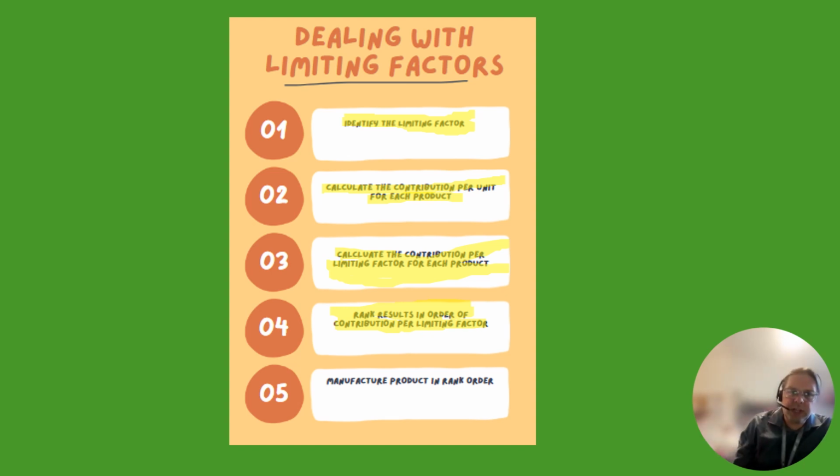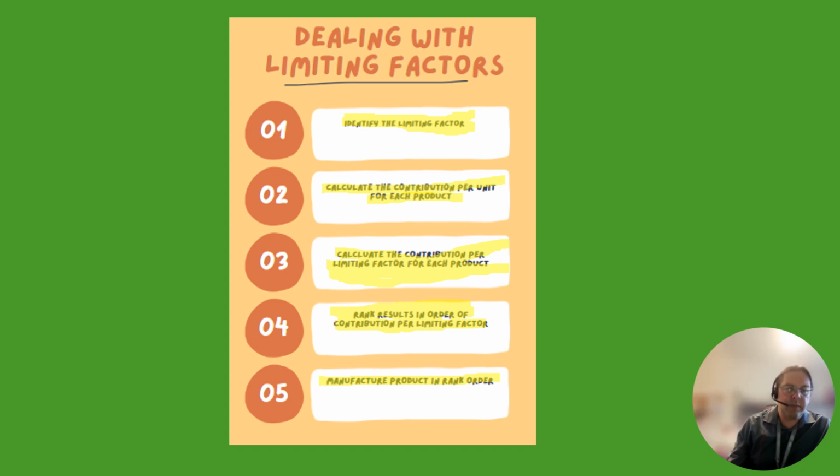Once you've put them in order, you're going to then manufacture the products in rank order. Like I said, you make as many of number one, as many of number two, and what you'll have left is a little bit of material, a little bit of hours, and we make as much of the last ranked product as possible. So obviously the best way to do this is to look at that question for 2019 and how you would tackle it.